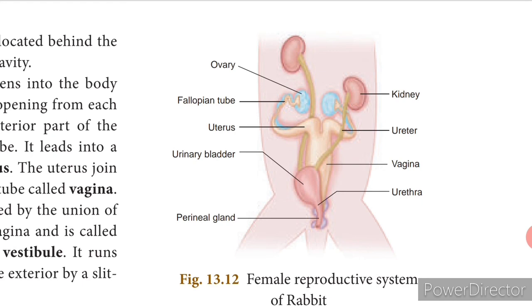The uterus joins together to form a middle tube-like structure which is called the vagina. Now there is a common tube between the urinary bladder and the vagina, isn't it? So that is called the urinogenital canal. The accessory glands present in the reproductive system of rabbit are the Cowper's gland and the perineal gland, and these are involved in the reproduction process.